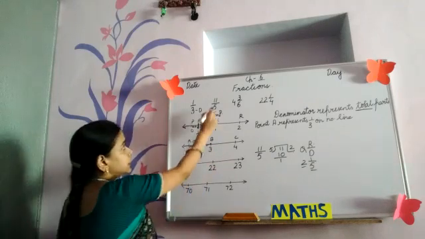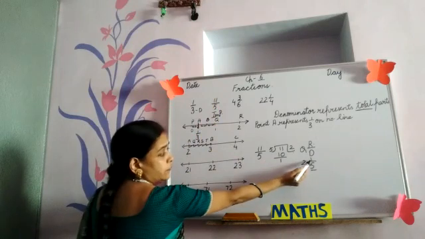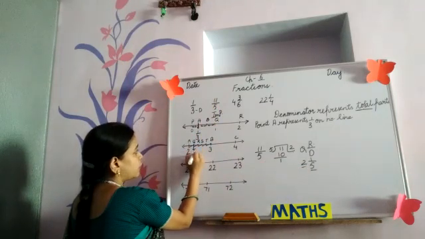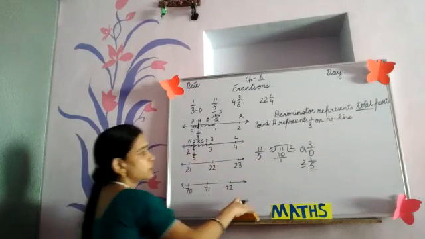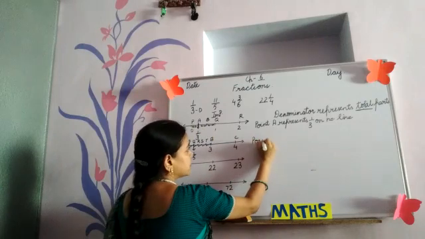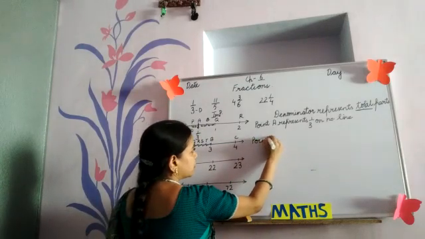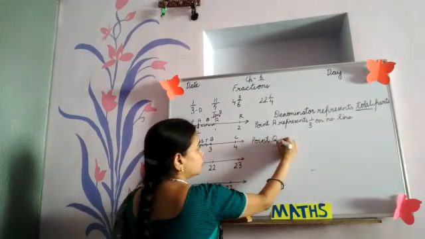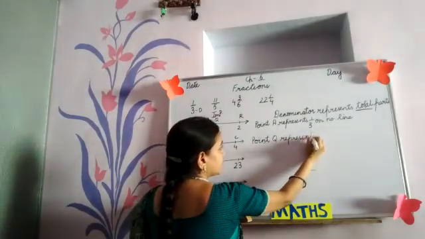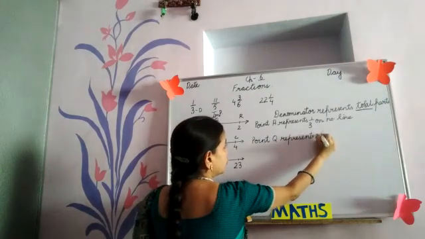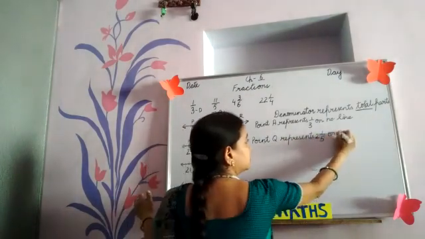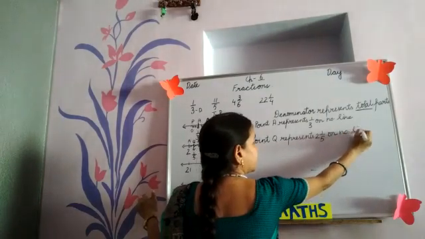Now to represent 1 part out of 5, we can represent it like this, 1/5. So we can write that point Q represents 2 1/5. 2 and 1/5 on number line. Okay.